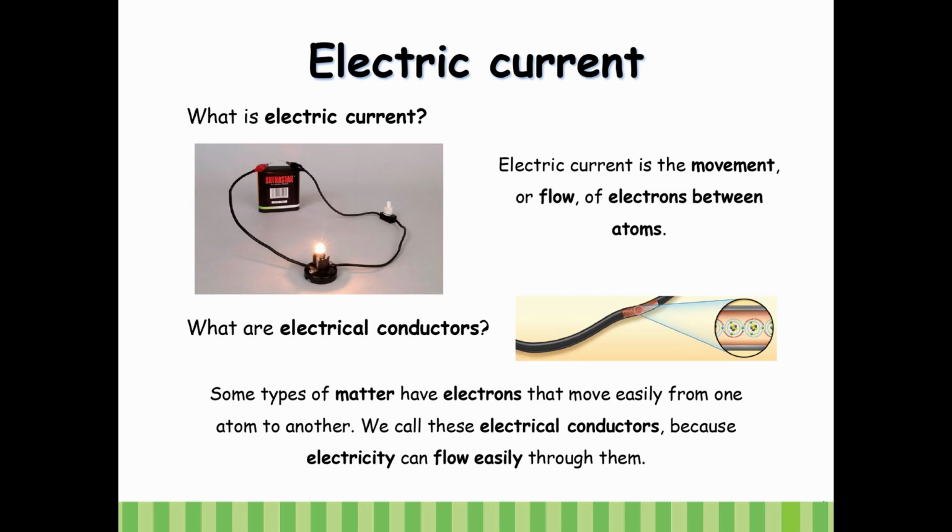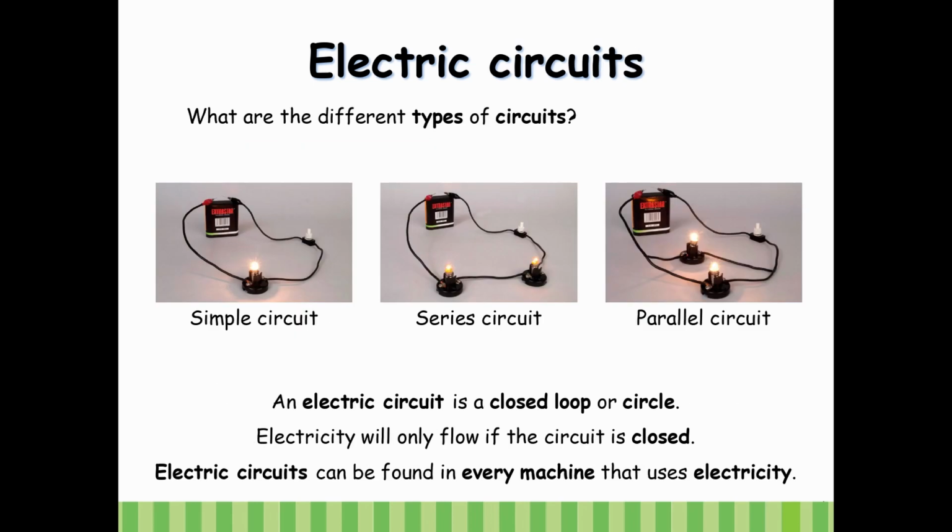Electric current. What is electric current? Electric current is the movement or flow of electrons between atoms. What are electrical conductors? In some types of matter, electrons move easily from one atom to another. We call these electrical conductors because electricity can flow easily through them.